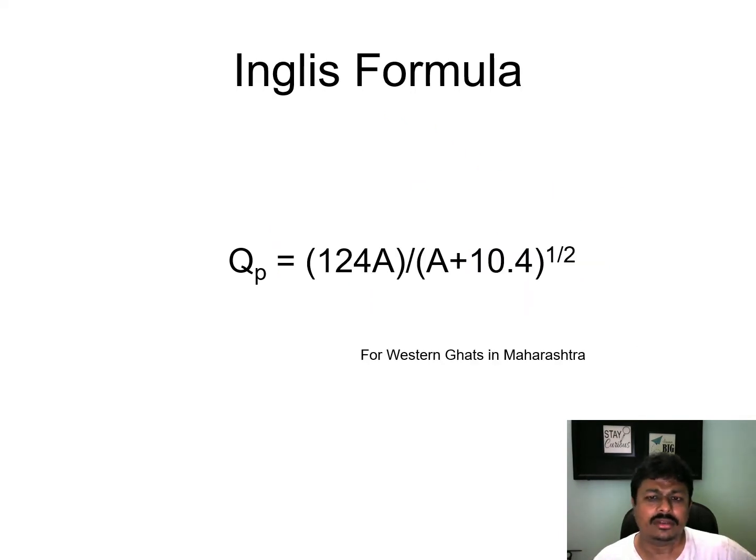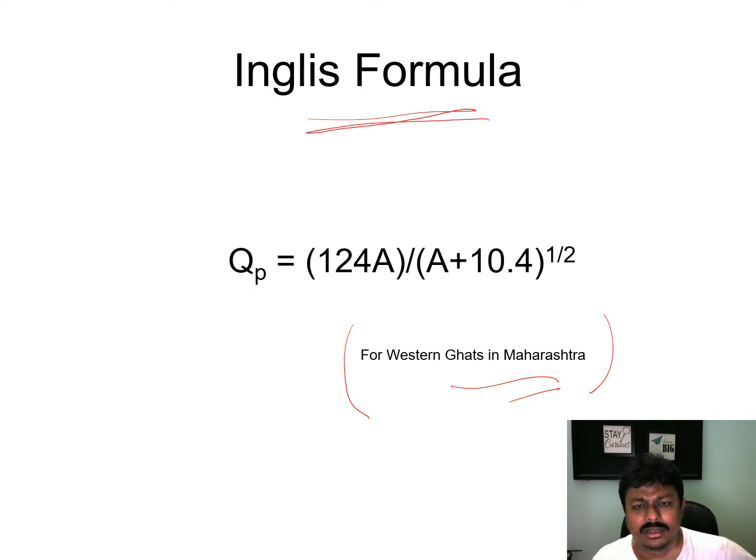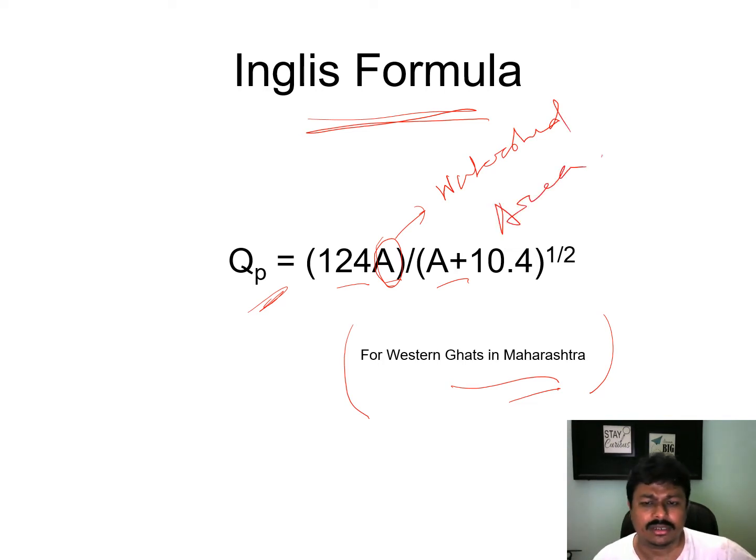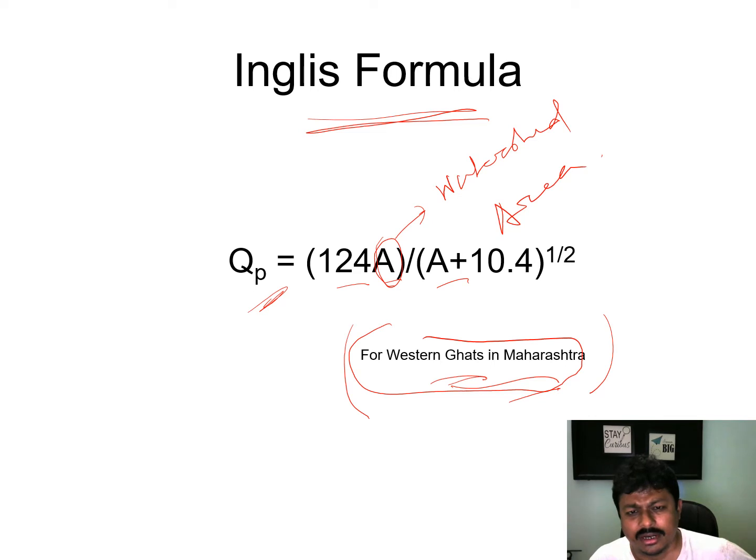So this is another one. This is derived from the data of the Western Ghats in Maharashtra. This is known as the Inglis formula. So QP equals 124A, and here the only variable is the watershed area, and all these are empirical constants, but it is derived based on the Western Ghats in Maharashtra. So you can understand that watersheds in and around Maharashtra will have greater accuracy compared to watersheds in other regions of the world.